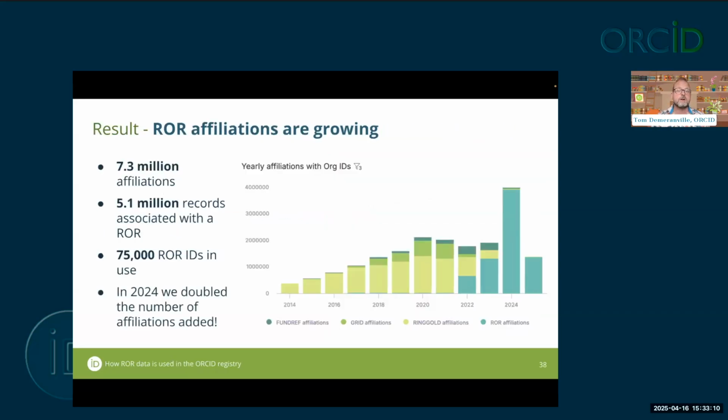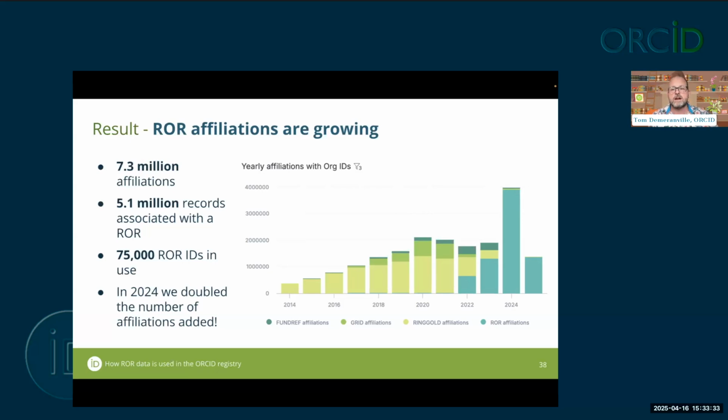So as a result of all this work and the increase in quality of the ROR data to the point that we're now using 75,000 different ROR IDs in the ORCID registry, we have 7.3 million affiliations in the registry with ROR IDs attached, and that's spread across 5.1 million ORCID records.